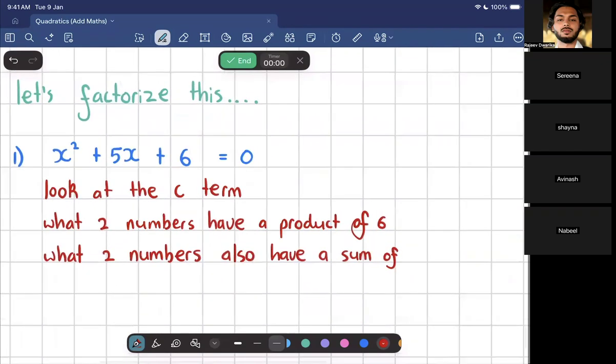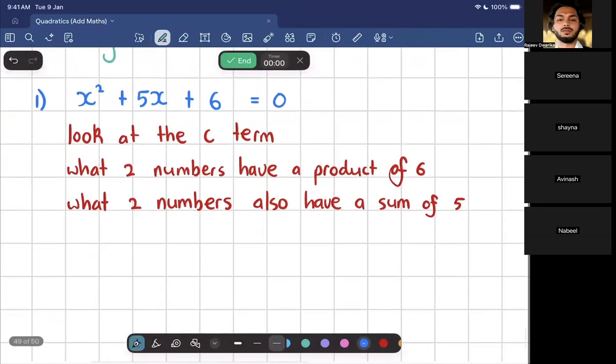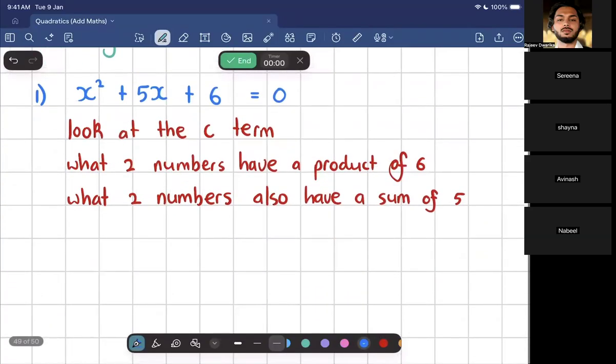So I want you to keep this pattern in mind, right? Keep this pattern in mind. So, Nabil, if we're looking at the C term, the C term is 6. Let's answer the first question. This is the first question, and this is the second question. Nabil, what two numbers have a product of 6?